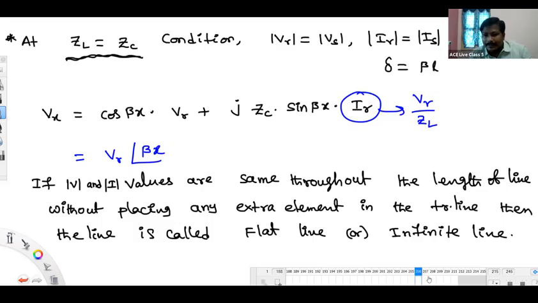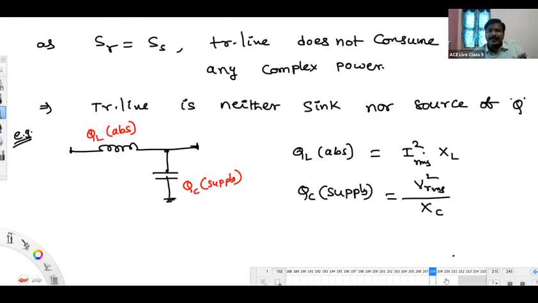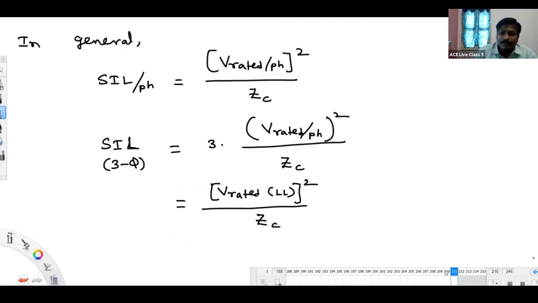After that, we said regarding complex powers, SR and SS values are equal. We say the line is neither a sink nor a source of Q. Now let us discuss the conditions like ZL less than ZC, what will happen? And ZL greater than ZC, what will happen? These two things we will discuss, and then we will give some conclusions.